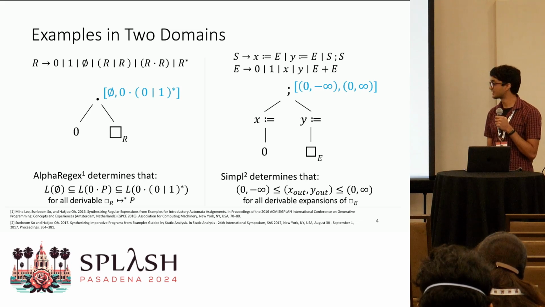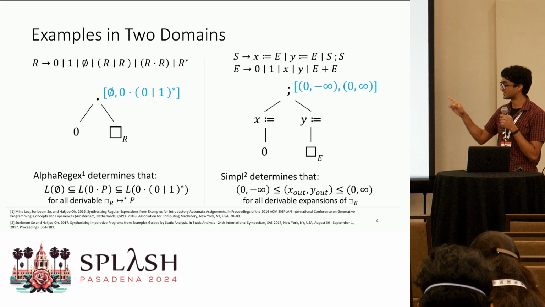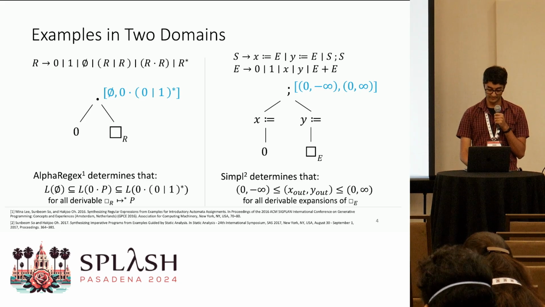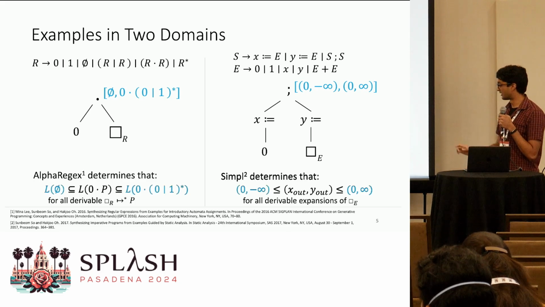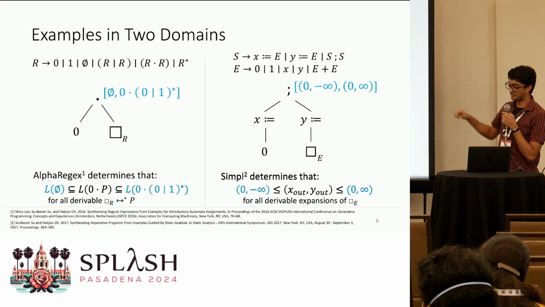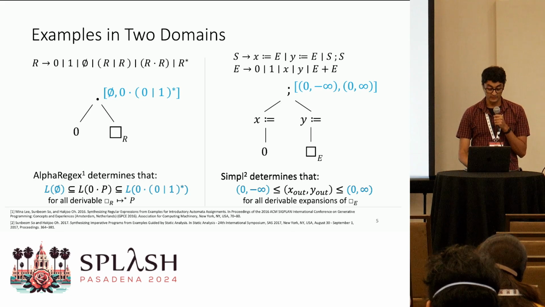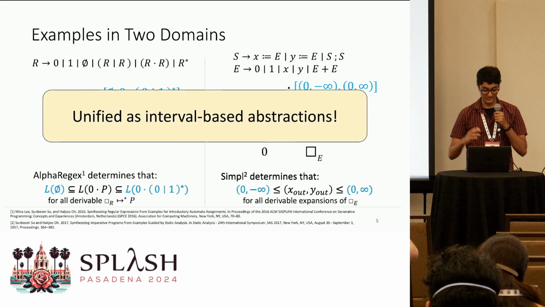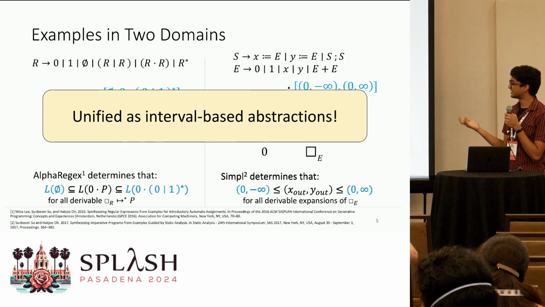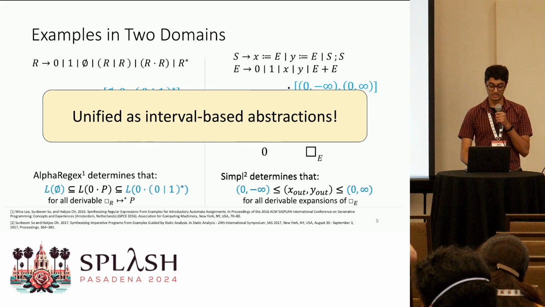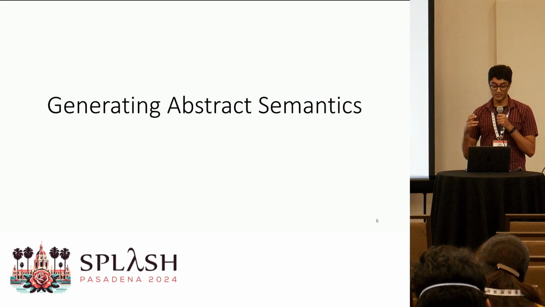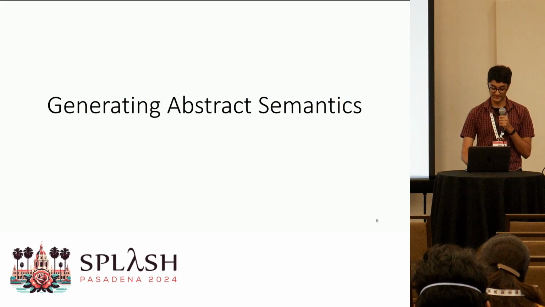And the way we're going to do that is by constructing interval abstractions that over-approximate the set of possible values that these templates can take on. Notice that the observations these domain-specific tools made actually end up matching the intervals that we generate. The main contribution of our work is that we're able to unify these approaches under a single umbrella of interval-based abstractions. So let's actually discuss how we generate these intervals.